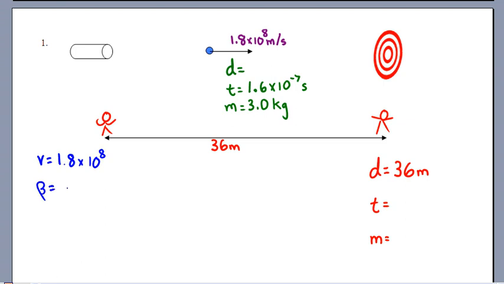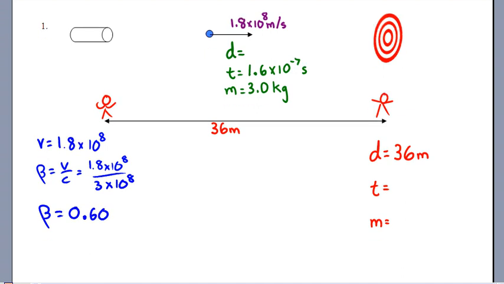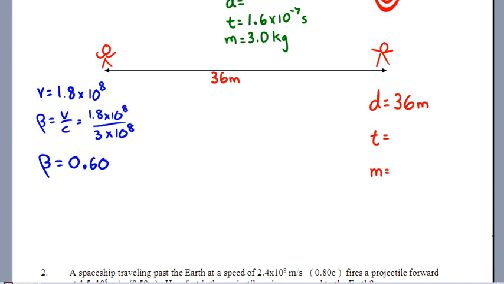The beta value is just your fraction of the speed of light, v divided by c. So you take your 1.8 times 10 to the 8 and divide by 3 times 10 to the 8. We want to find out what fraction of the speed of light you're going. In this case, the beta value ends up being 0.6, so you're going 60% the speed of light. Now you're halfway to finding the gamma number.